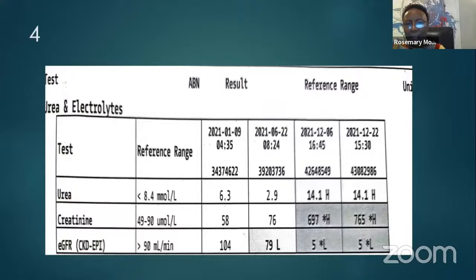And then I saw her on the 6th of December. So this is 6 months later, and you can see the GFR has plummeted down to 5. The urea is 14 with your creatinine of 697. We repeated that on the 22nd, and it was still low.